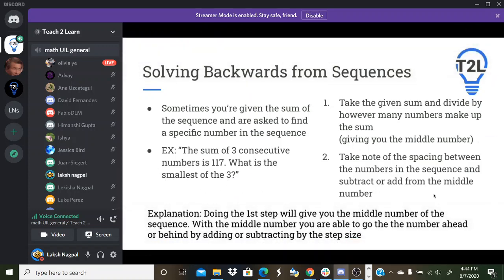And explanation, so doing the first step basically gives you the middle number, and then with that middle number you are able to go to the number ahead or behind, either adding or subtracting by the step size.